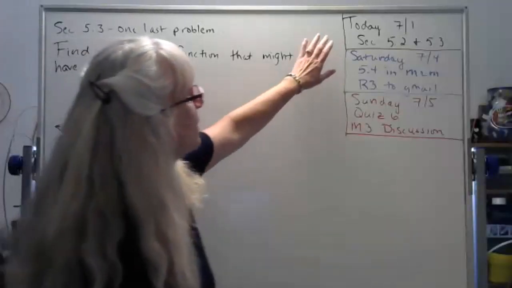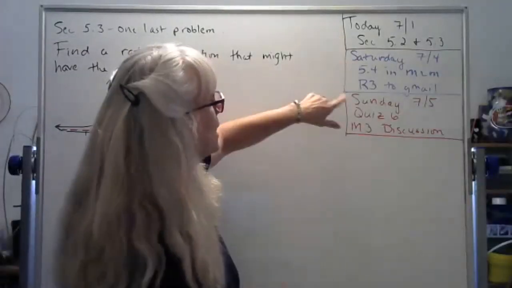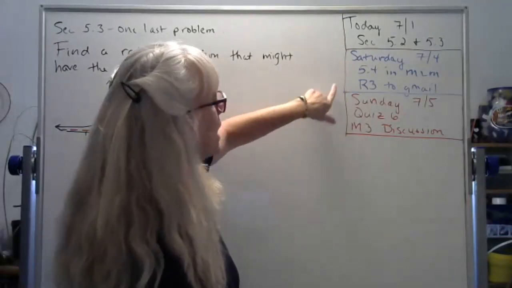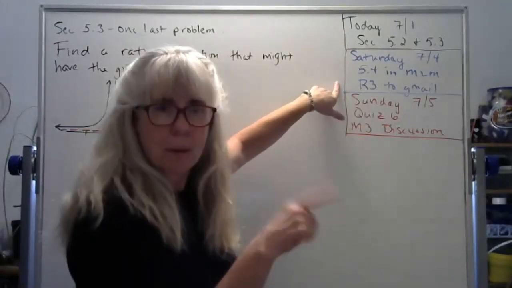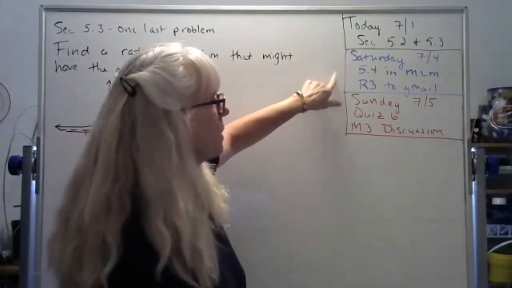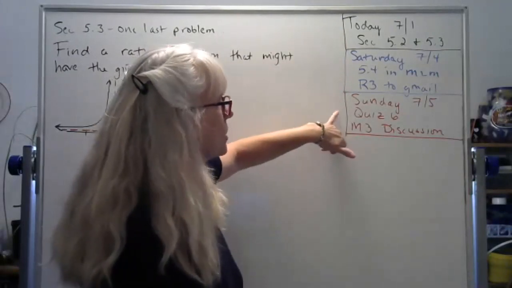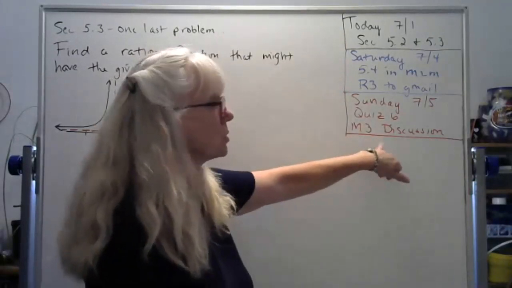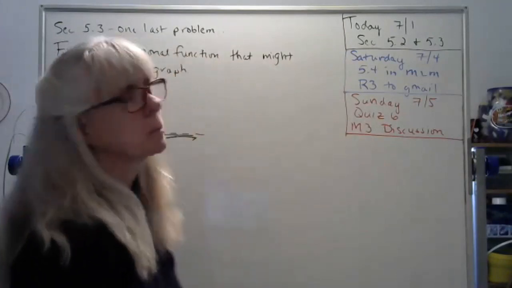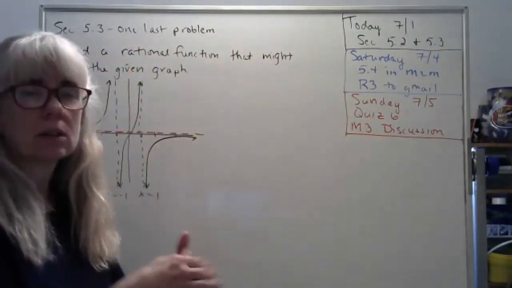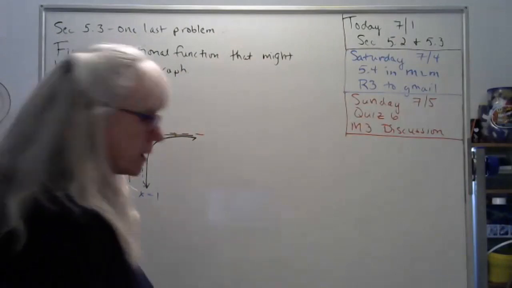Just a reminder that 5.2 and 5.3 are due today. 5.4 is due on Saturday, and then you have that third review that we'll talk about tomorrow. That's due to my Gmail account again. And then Sunday you've got quiz 6, and then that initial post on the M3 discussion is due. And don't forget that at any point in time you can start scheduling your next exam with ProctorU.